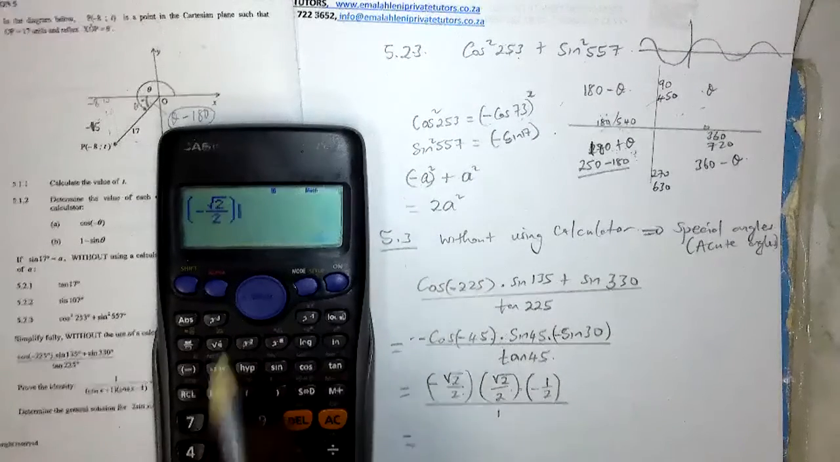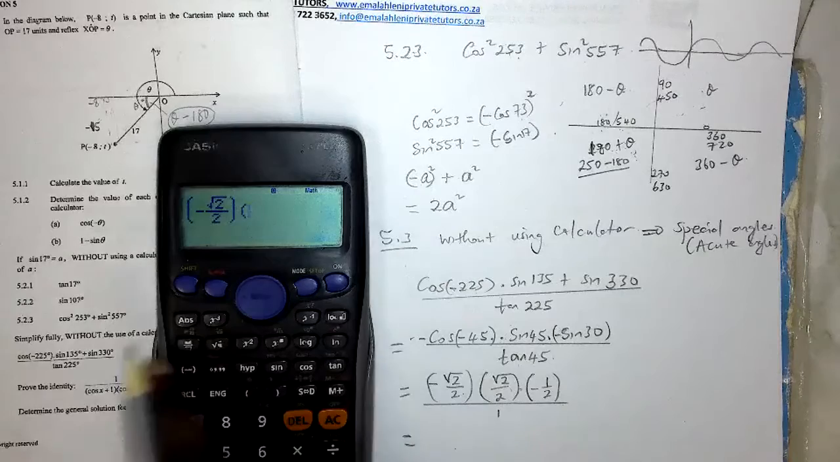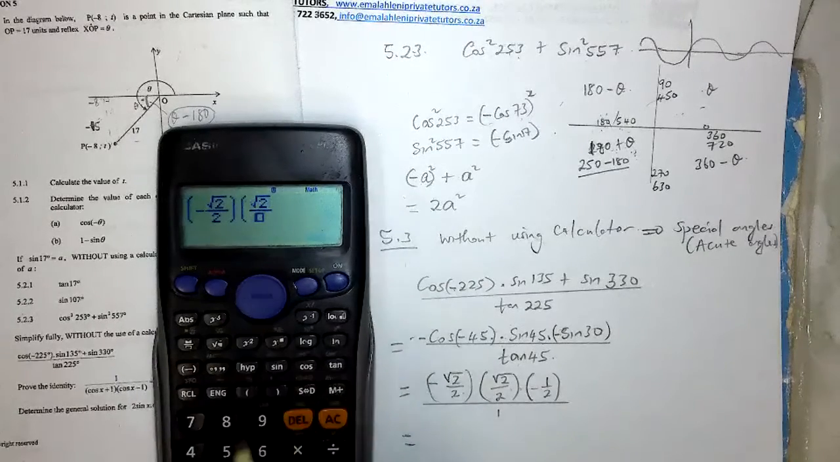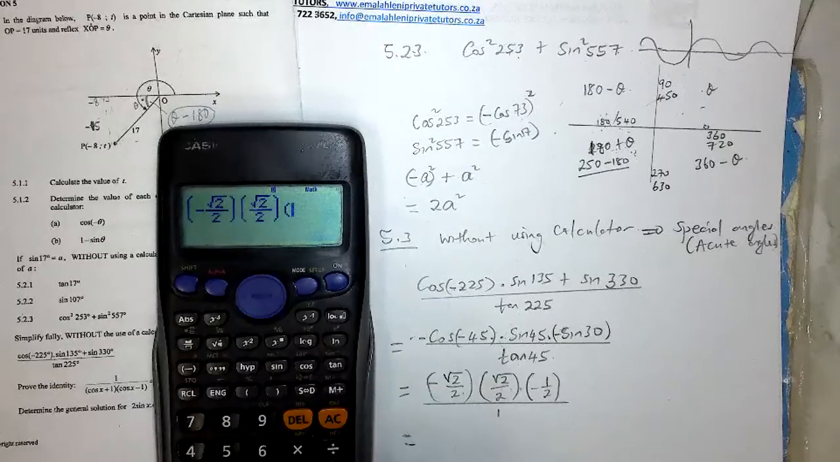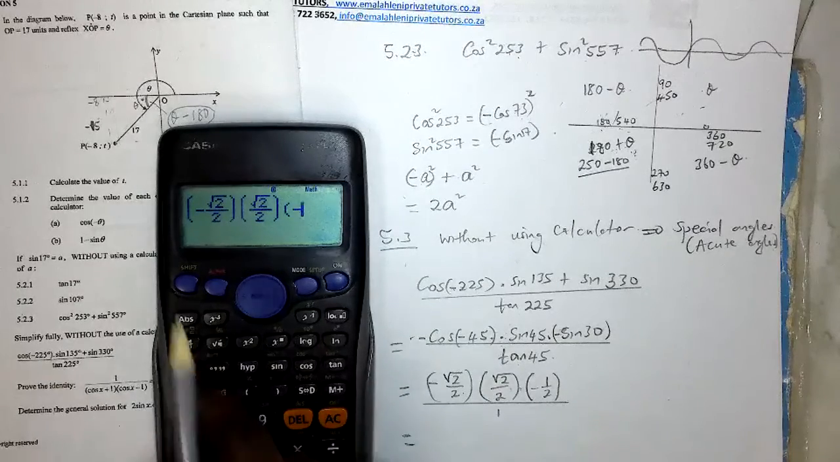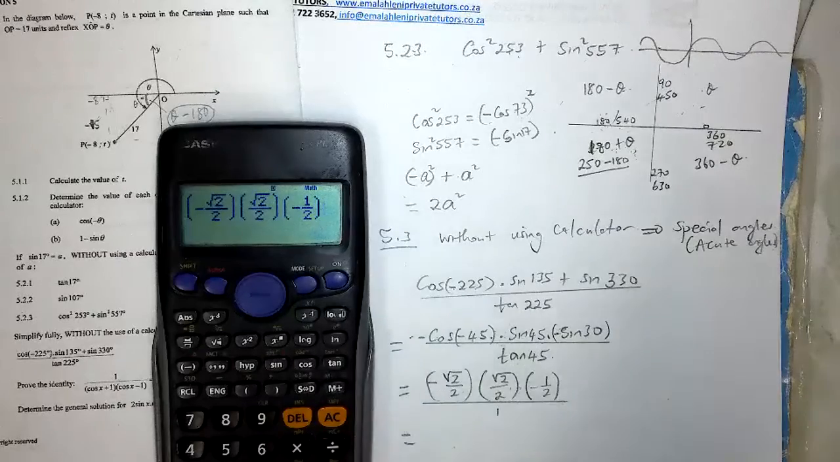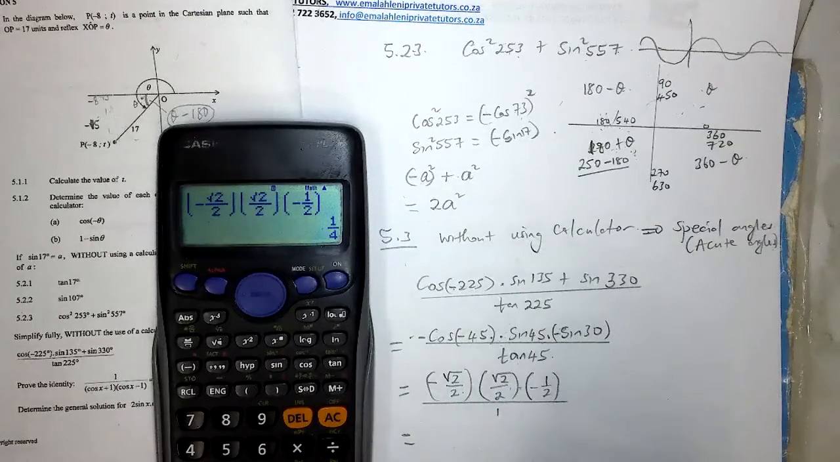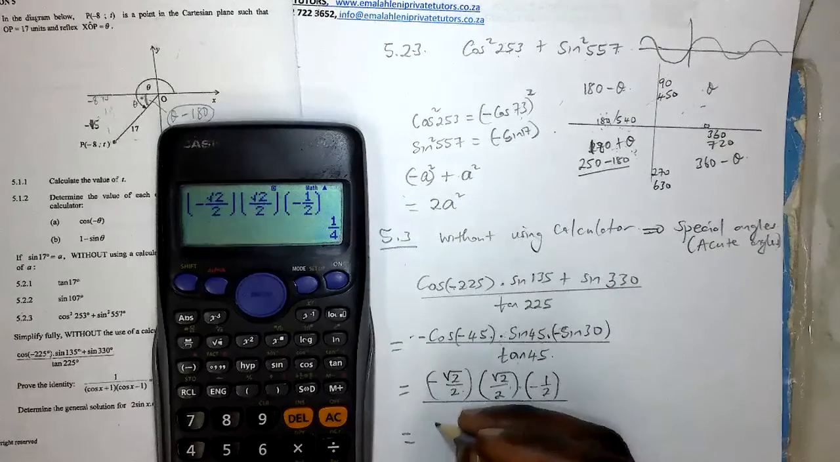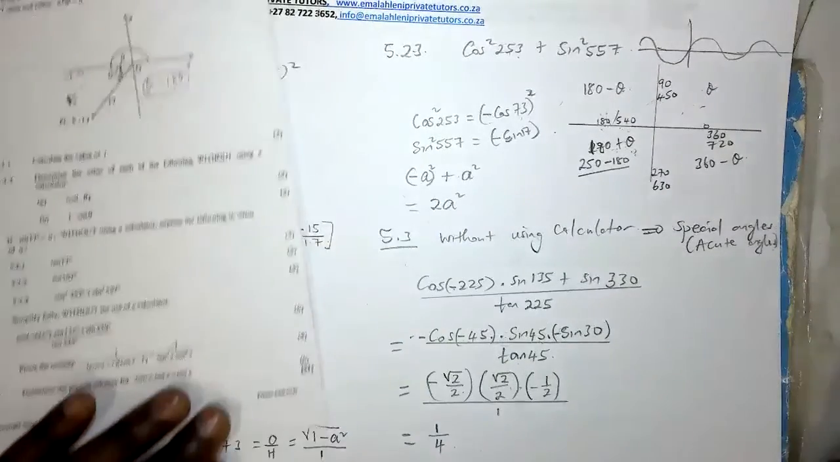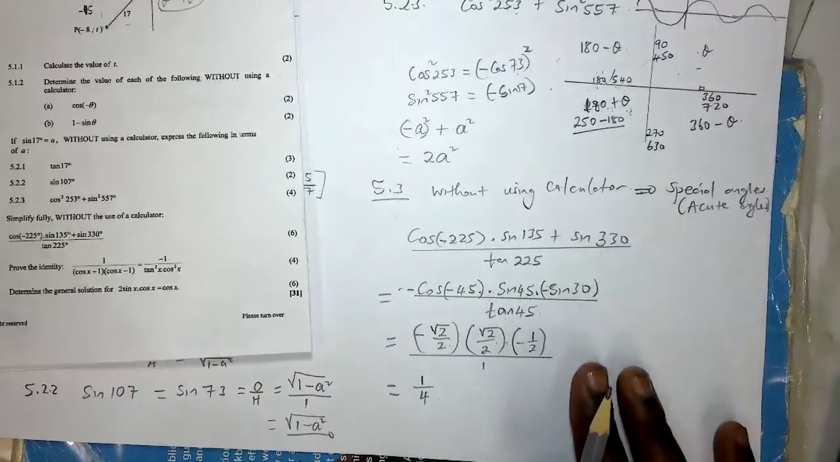Okay. Root. So it's going to be root 2 over 2. Then you put another bracket, negative 1 over 2. So over 1 is just 1. You don't need to stress about that. Then what are we getting? We are getting 1 over 4. That's our answer there.